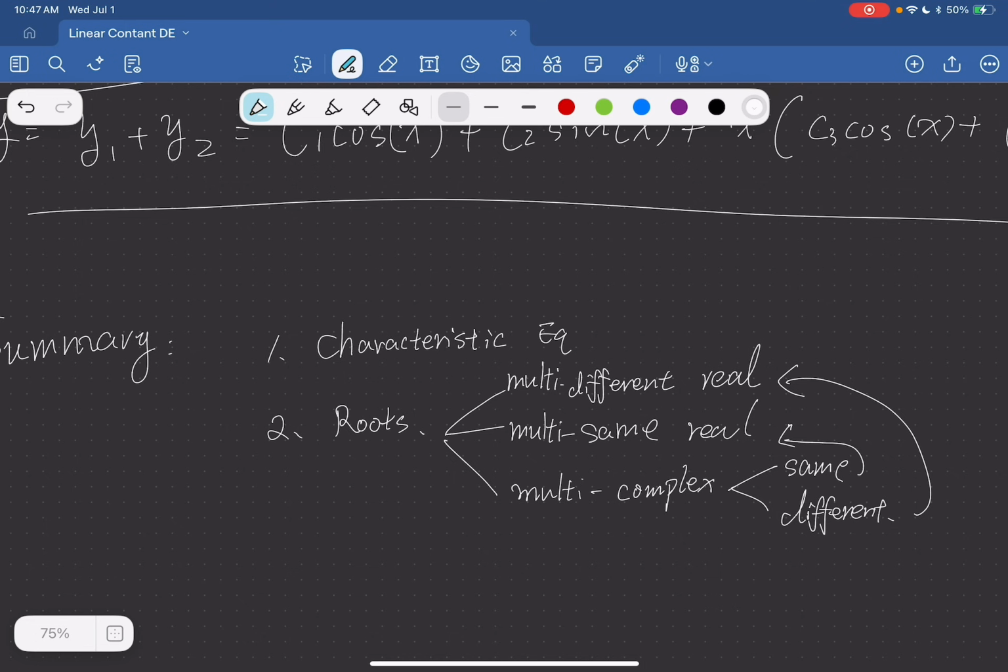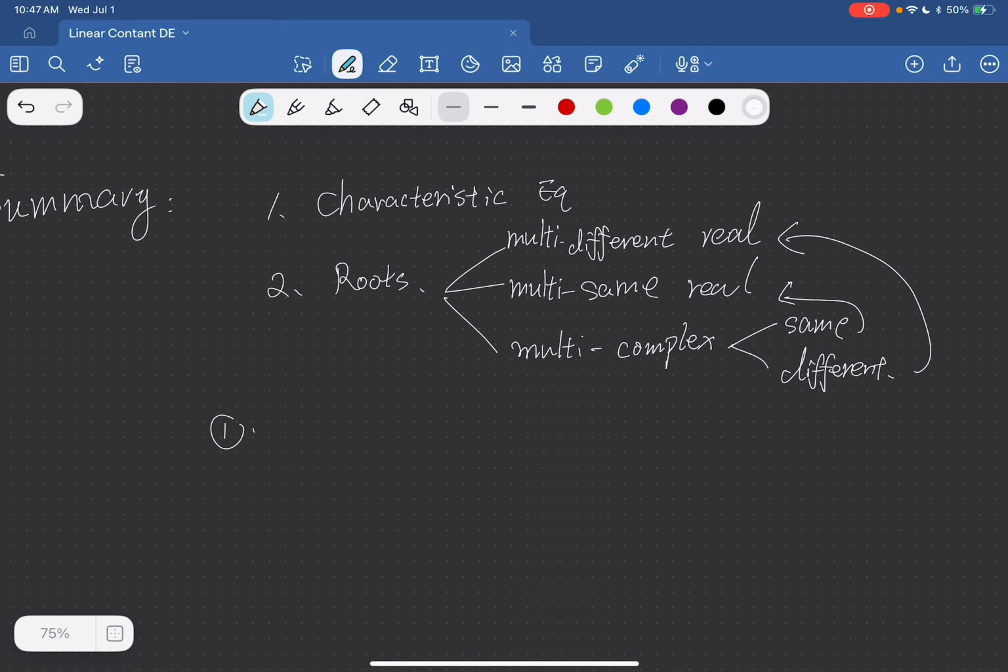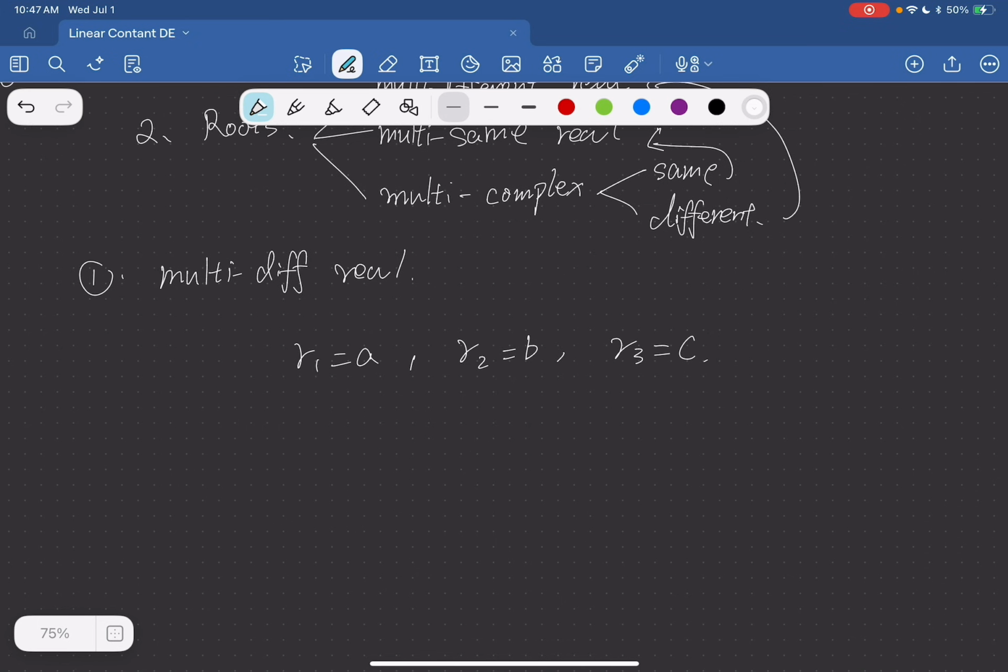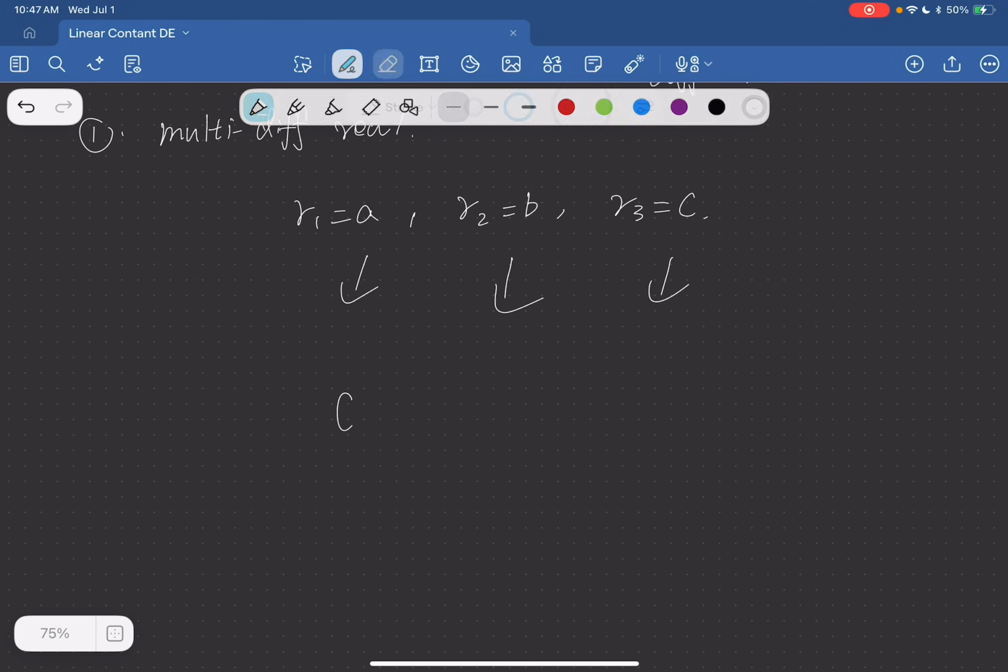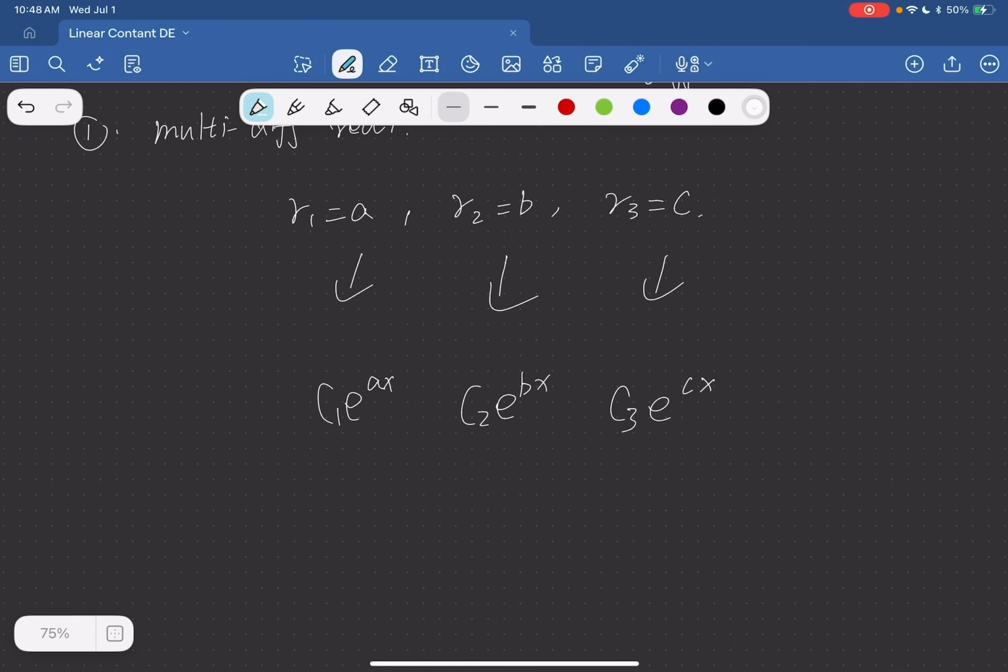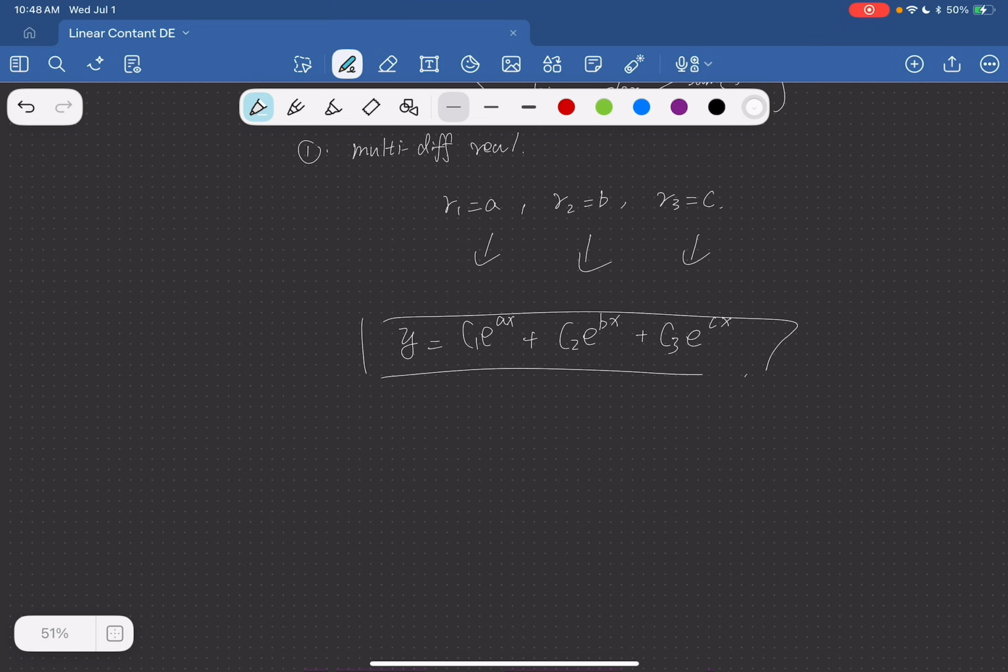So let's dive deeper into this. When you have multiple different real solutions, say R1 equals A, R2 equals B, and R3 equals C, you can just simply convert them into exponentials and add them together. And you will get the eventual solution.